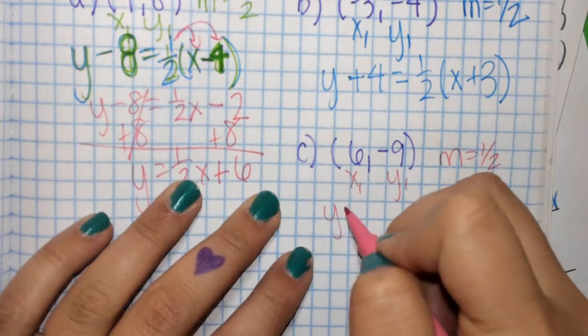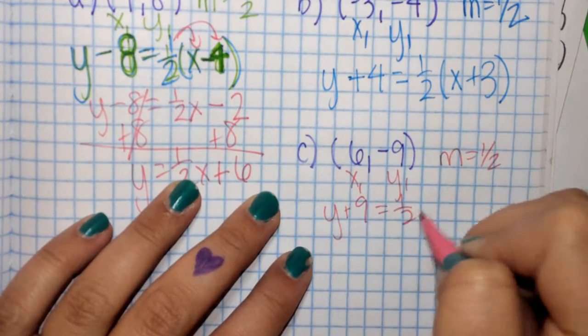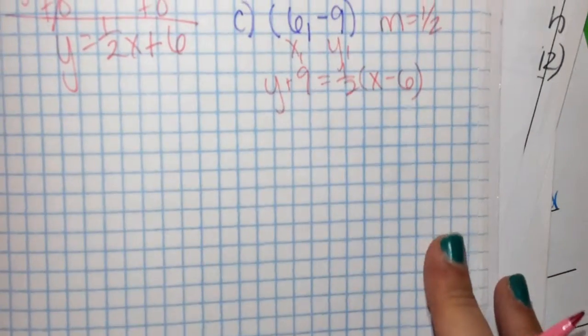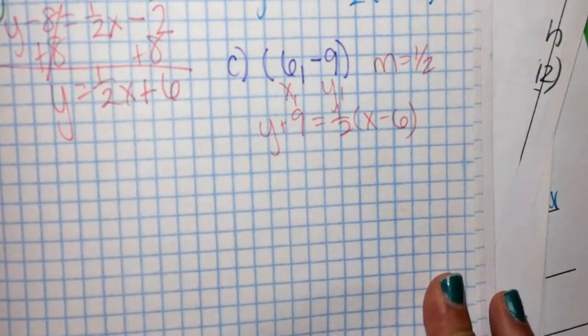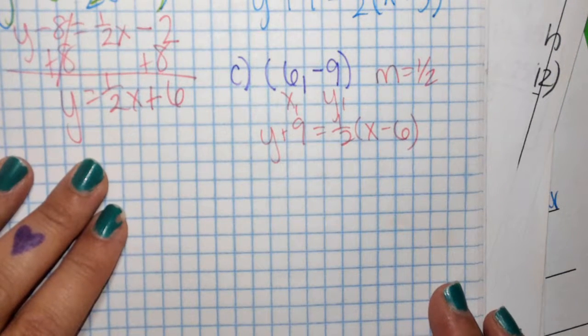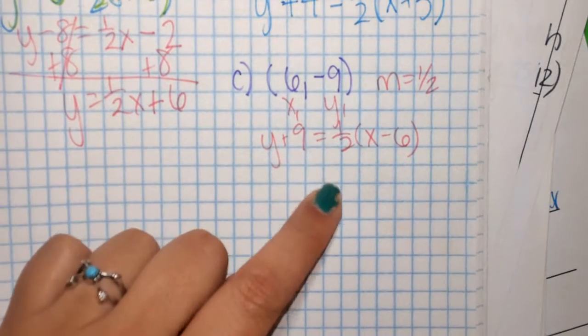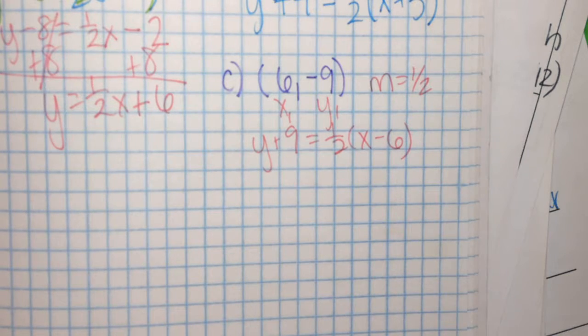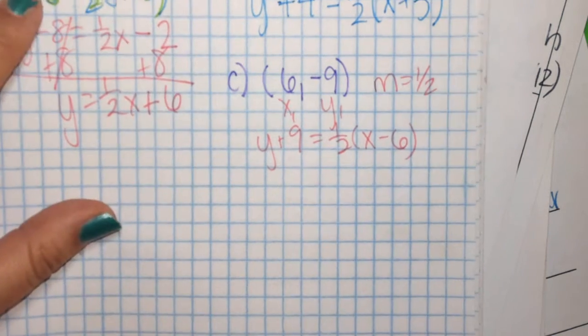Alright, so did everybody get y plus 9 equals 1/2 times x minus 6? Oh, man. I was close. Okay, we'll fix it, Brunson. That's not the answer, is it? No, we're not done. Because I have to what? What does Jorge need to do? You gotta add 9. I mean, add.